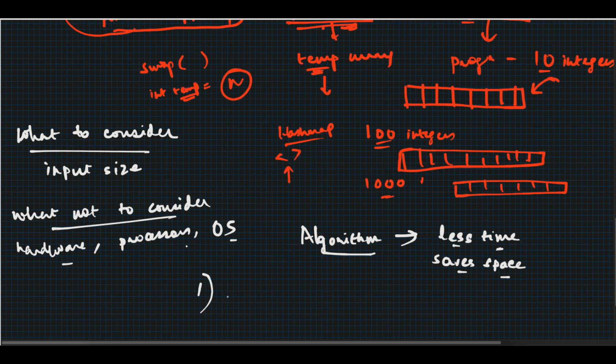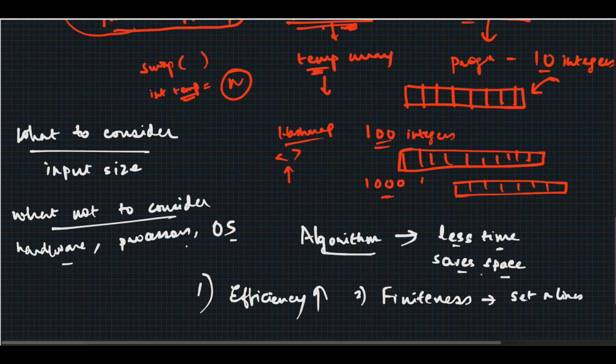And when we talk of characteristics, we can say a good algorithm is something which should have high efficiency. A good algorithm should also have finiteness. When I say finiteness, it means you should have a set number of lines of code, so that it is not overburdening the memory. And the third is correctness.